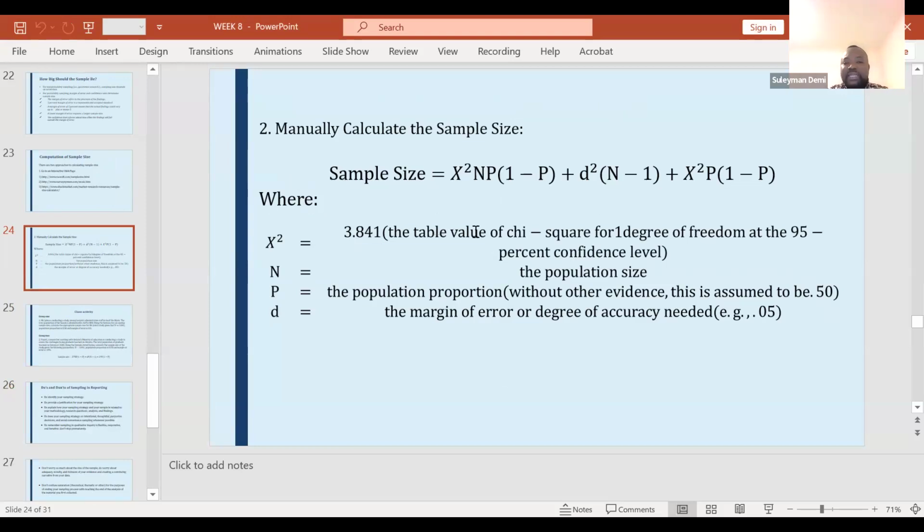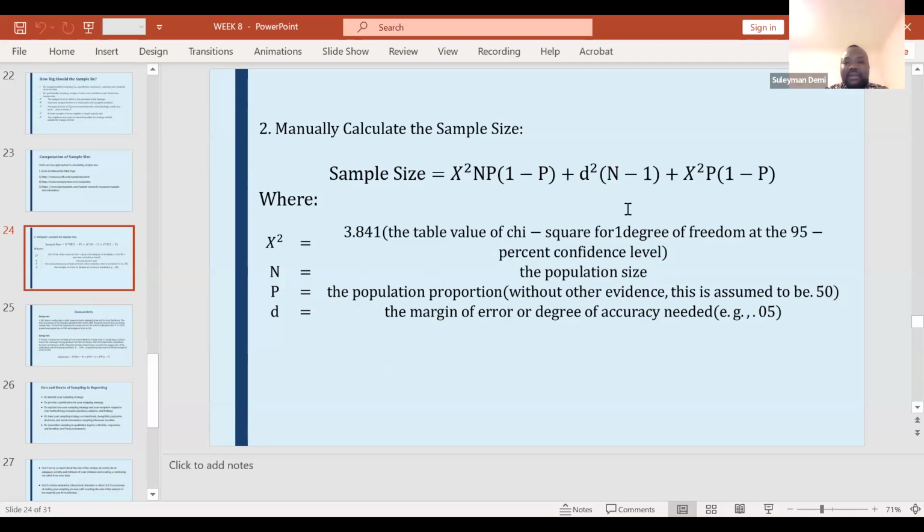So the chi-square normally is 3.841, given from a table, right? That's chi-square. And then N stands for the population size, the big N. So if the population size is 200, you put 200 where the N is. Then the P is the population proportion, which is the 50% you are asking about, Chidima. And normally it's given as 50%. So you put the P in this equation.